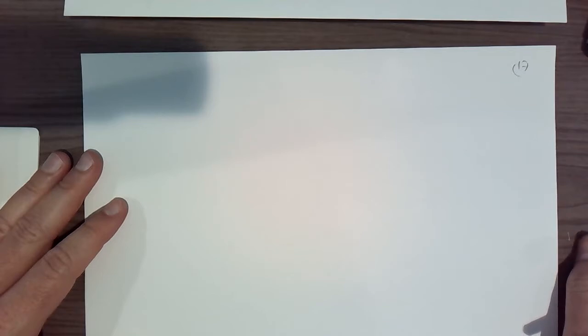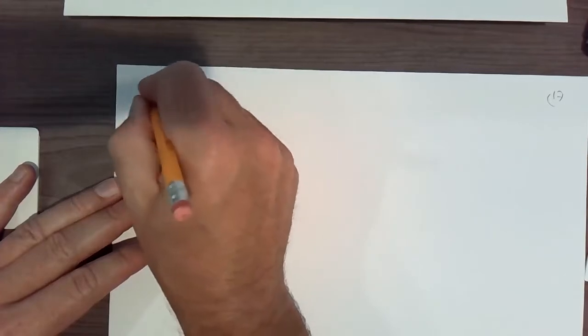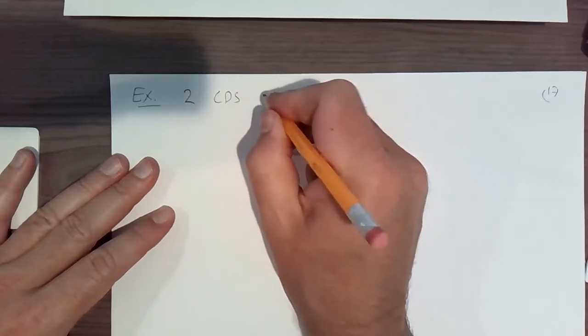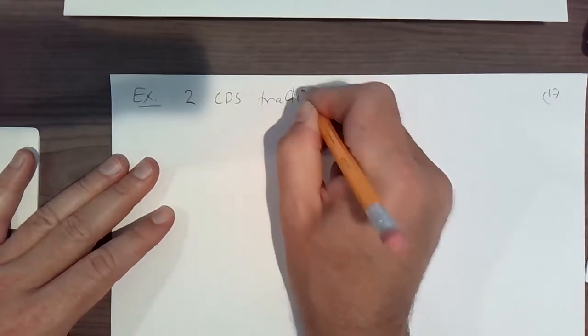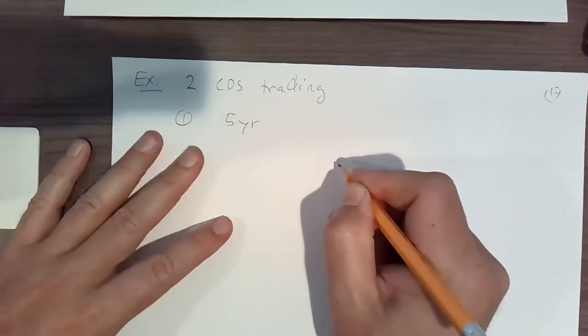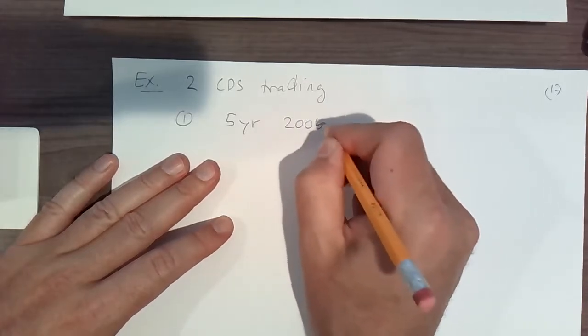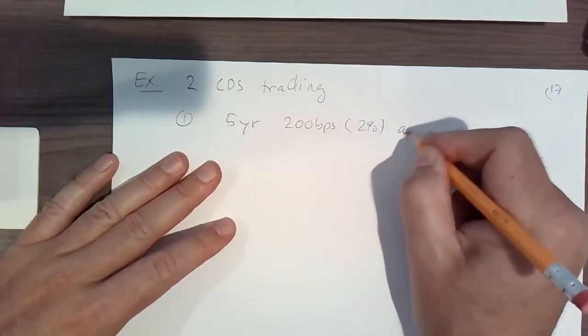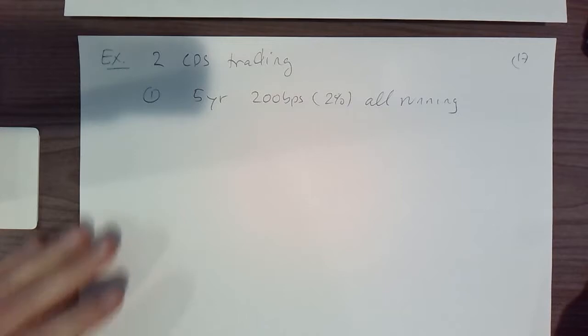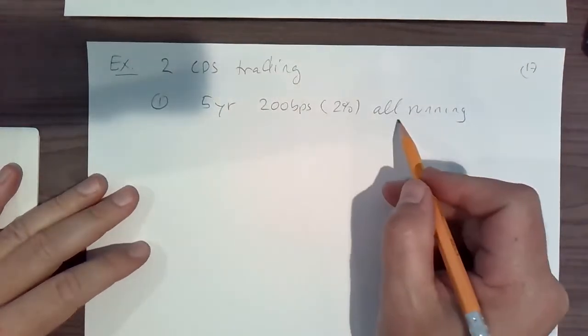Let me try to walk you through an example where you get a feel for what a CDS contract is. There are two CDS contracts trading. The first one is a 5-year, 200 basis point, that's 2%, all running. So the fee being paid is all running, so there's no upfront.